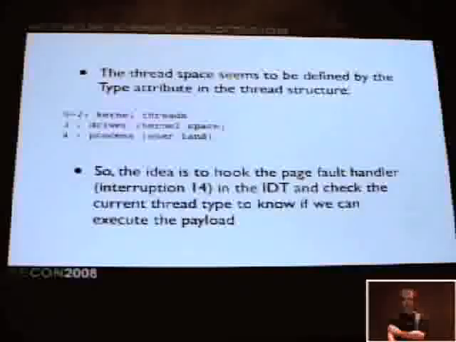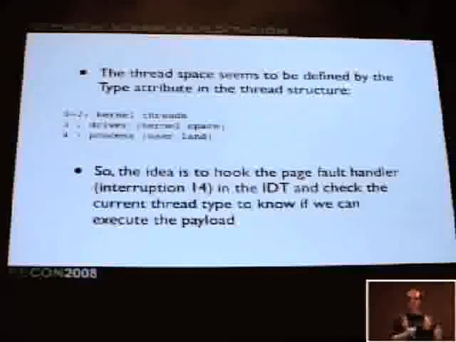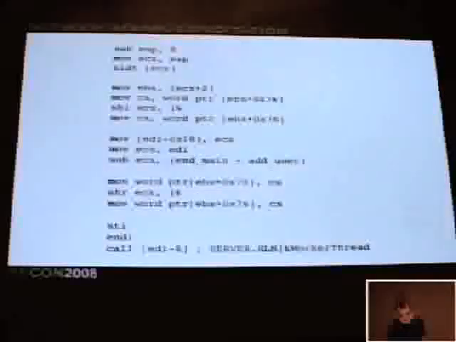So we need to find a thread with a clip context, which is a driver, because not all kernel threads have clip context. I think, I'm not sure, this is defined by the type attribute in the thread structure. So the idea is to hook the page fault handler, which is interruption 14 in the IDT, and check the current type, and know if we can execute the payload. So it's actually to hook the IDT.